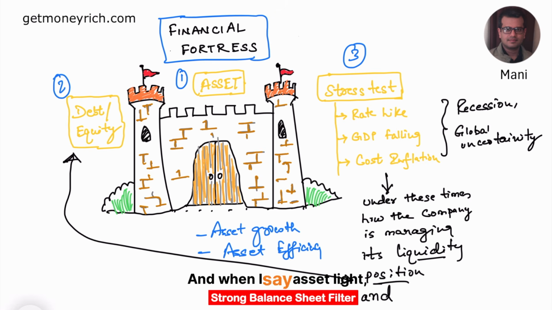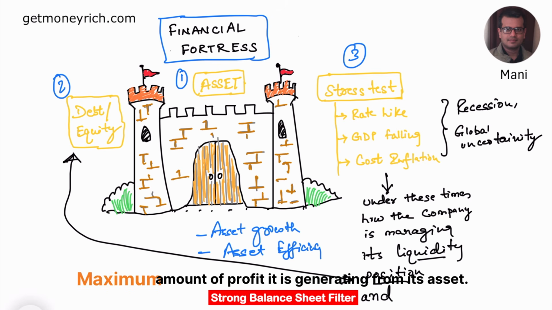And when I say asset light, it means that whatever asset base the company has, on that asset base, it is showing maximum efficiency, maximum amount of profit it is generating from its asset.